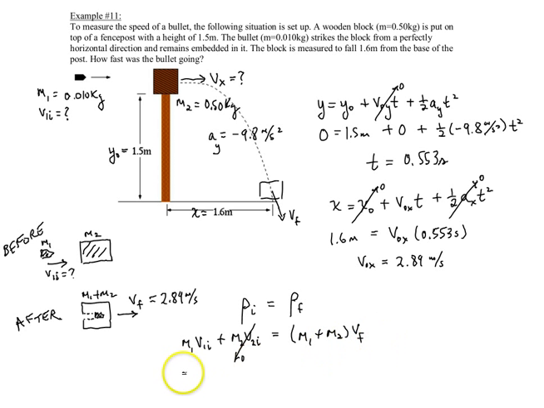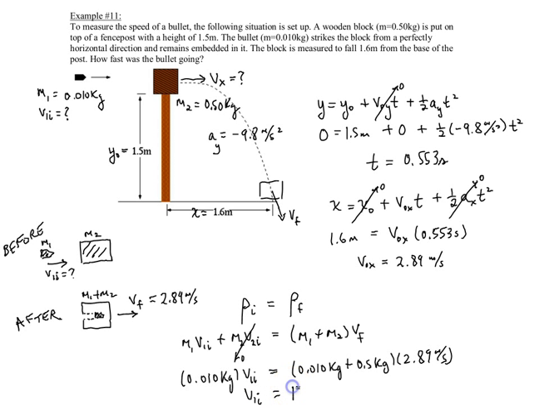So go ahead and substitute numbers in. You know m1 is 0.01 kilograms times v1 initial equals 0.01 kilograms plus the mass of the block 0.5 kilograms times this velocity we just figured out, 2.89 meters per second. And go ahead and put that in your calculator. And you get a velocity 1 initially of 147 meters per second. And that's it for example 11. And we're done with the chapter 7 notes.